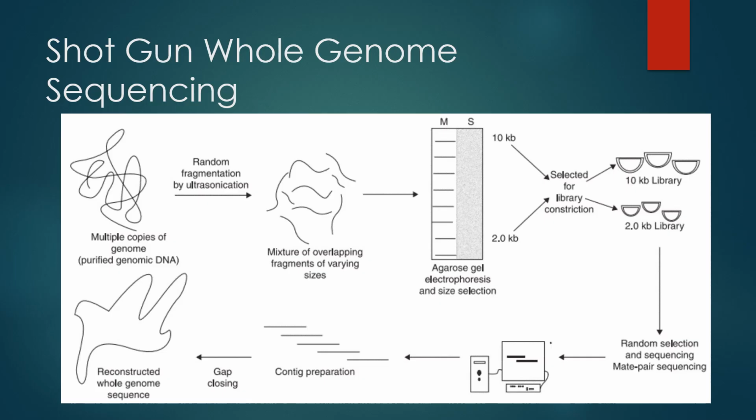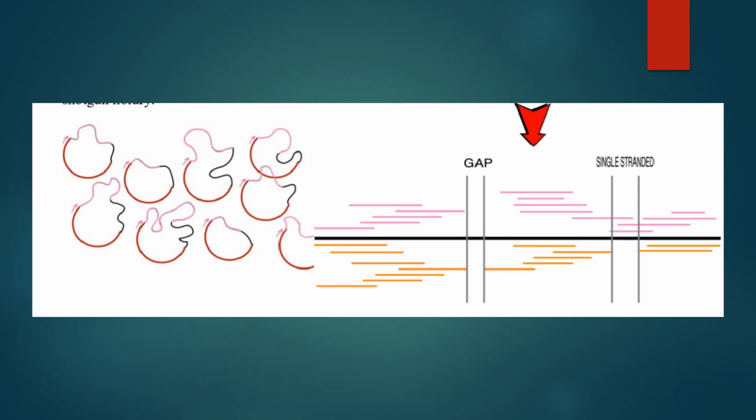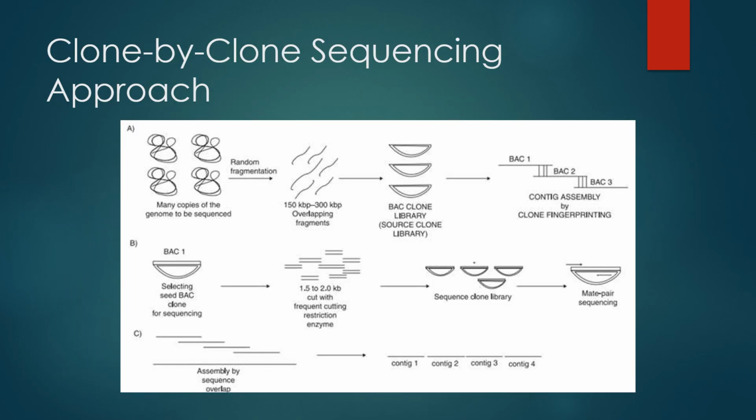Once the fragments are selected, as you can see here in the picture, there is a 10 kb fragment and there is also a 2 kb fragment. According to the size of the fragment, we build up a library, and once the libraries are built for each of the sizes, they go for mate pair sequencing. Once the mate pair sequencing is done by random selection from each of the libraries, we analyze them and prepare contigs. Once contig preparation is done, we go for the assembly of the sequence, and finally we end up with our output.